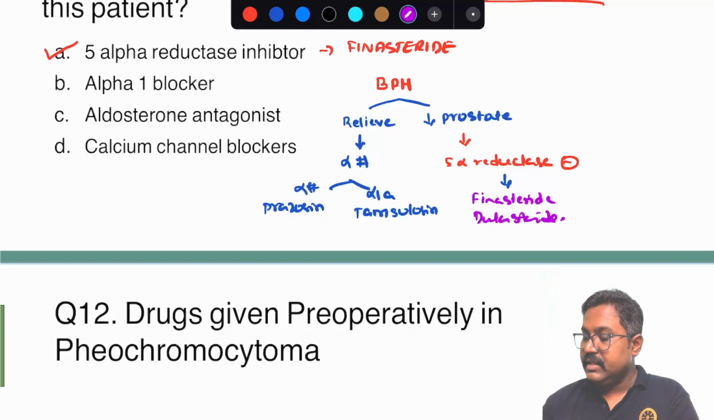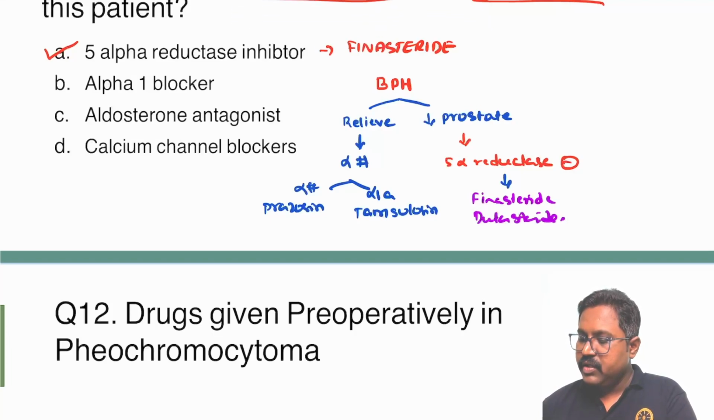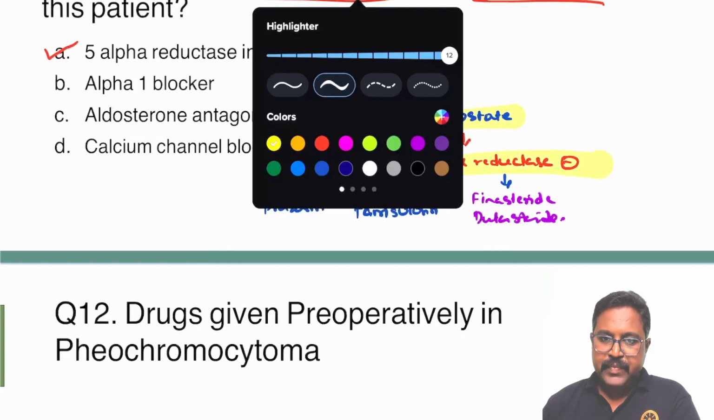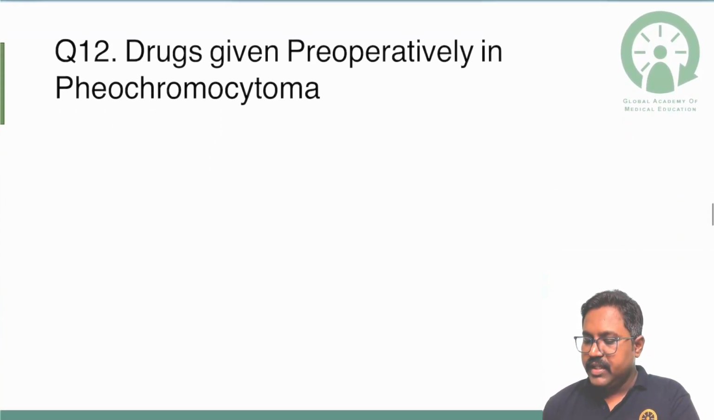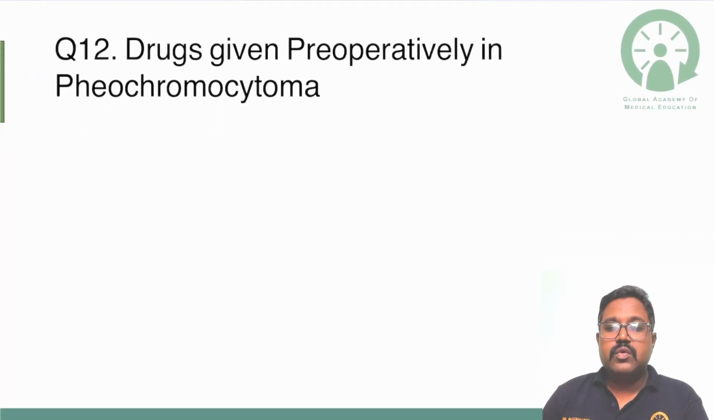So the thing you need to see in your question paper is, if there is immediate relief, you go for alpha blockers. If they have asked about reducing the prostate size, you go for 5-alpha reductase inhibitors. Is that clear? Fine.